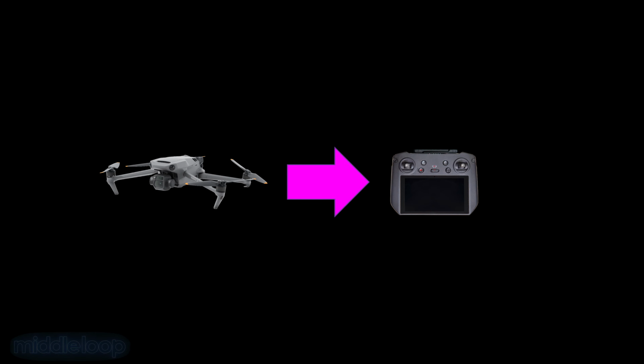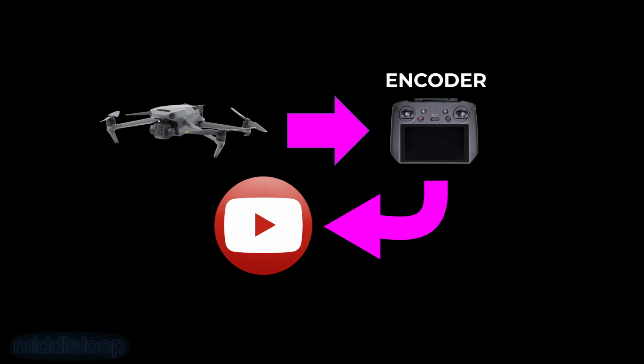You may recall from our last video on streaming to YouTube, the drone feeds the controller. From there, we use a feature of the DJI Fly app which turns the controller into an encoder and sends the video stream onto YouTube via RTMP. Unfortunately, as I'm sure you figured out, at this time the Fly app used on the RC Pro and the RC N1 controllers only supports RTMP, not RTMPS. Well, that's not going to work on Facebook.